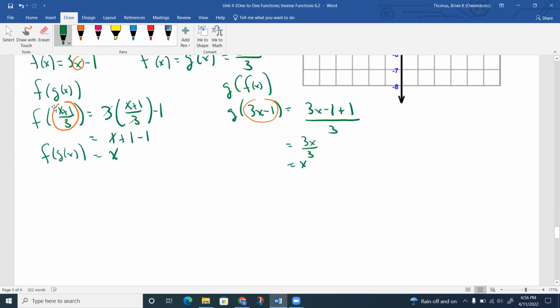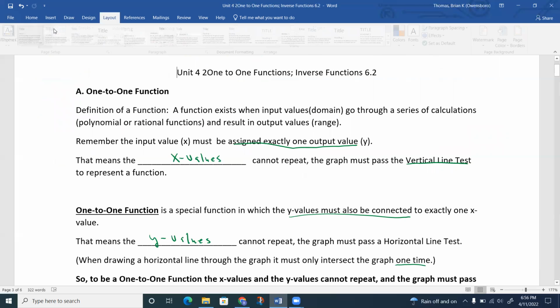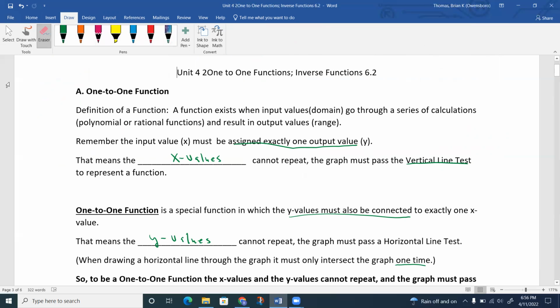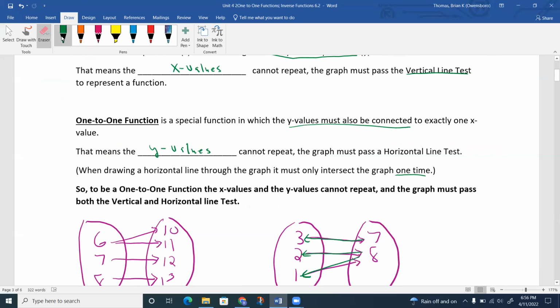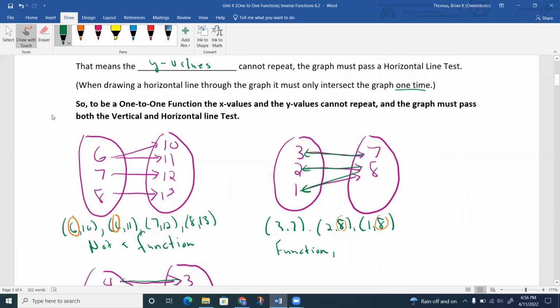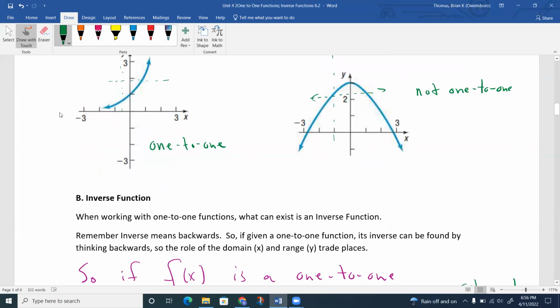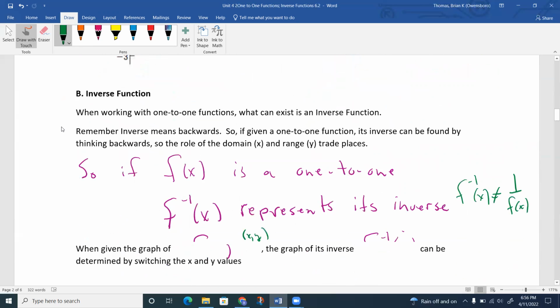So what we pick up on is... oops, lost it there. Come back here. Let's see here.